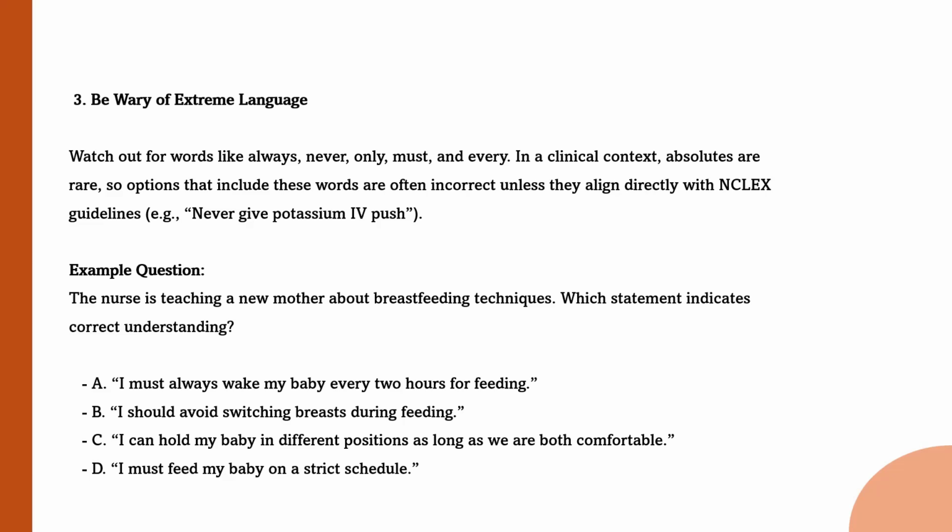And students start thinking, "I must always wake my baby every 2 hours for feeding." Is that correct? And they think about it for hours, whereas "I must" makes it wrong. They will say they don't know the answer, whereas the absolute has made this option easy for you to get it correctly. "I should avoid switching." No. I can hold my baby in different positions as well. That is correct. No absolute included in it. "I must feed my baby on a strict diet." Even the word, you can see it. You can easily tell. So C is the correct answer.